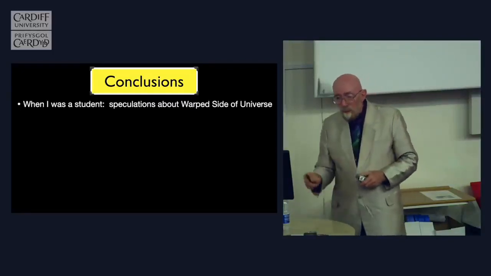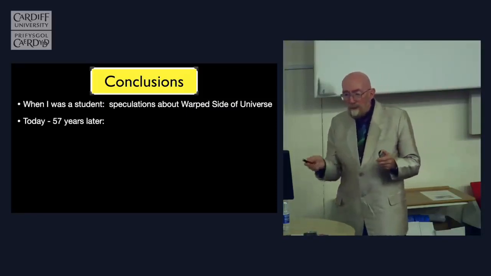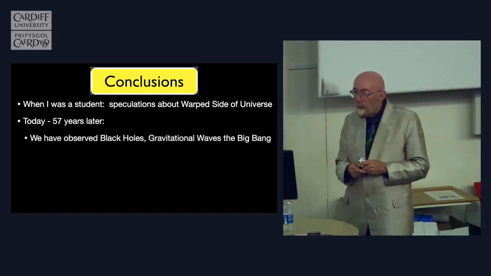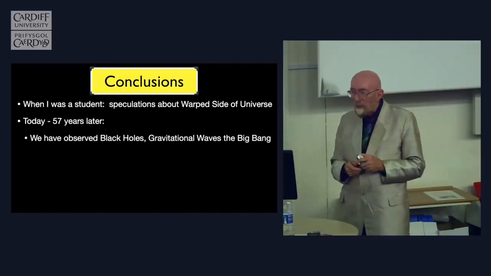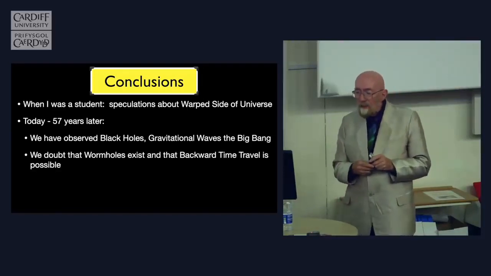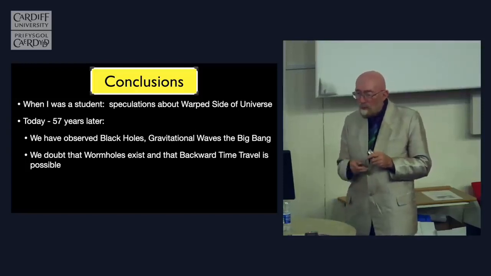So, conclusions. When I was a student, there were speculations about the warp side of the universe. Today, 57 years later, we know a lot more. We have observed black holes. We have observed gravitational waves. We have a lot of observational evidence about the Big Bang. We doubt that wormholes exist and doubt that backward time travel is possible, but we're not absolutely sure.